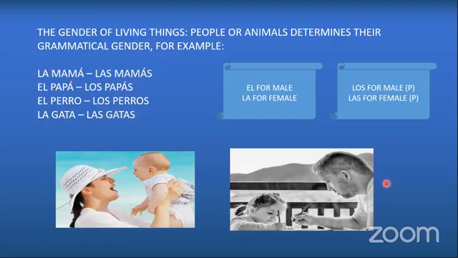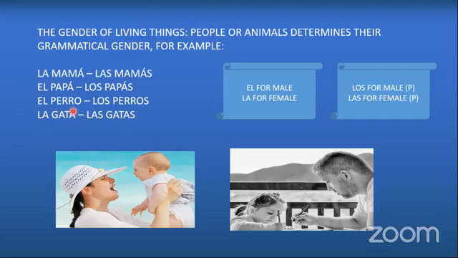Let's see this one here, papá. Papá usually is masculine, right? Papá is masculine, it's a male thing. When I use a male person or animal, I have to use el, the masculine grammatical gender, for papá. If I have a perro, what's perro? It's a dog. If my dog is male, I have to use el perro. If it's a female, I have to say la perra. If I have a cat and it's a female cat, I have to say la gata. If it's a male cat, I have to say el gato.